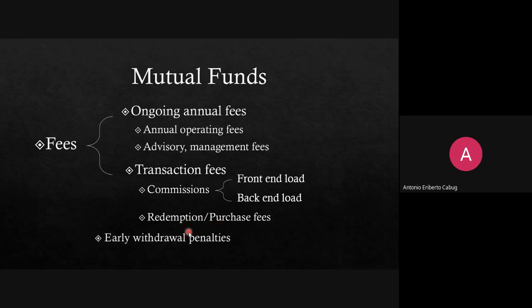Then of course there are also what we call early withdrawal penalties. It is a very big hassle, a very big inconvenience for a mutual fund if people keep on withdrawing their money, putting back their money, withdrawing their money, putting back their money. So to prevent that from happening, they would charge early withdrawal penalties.